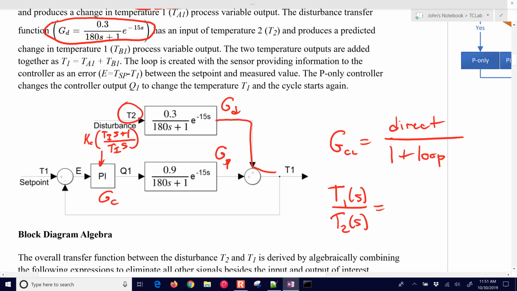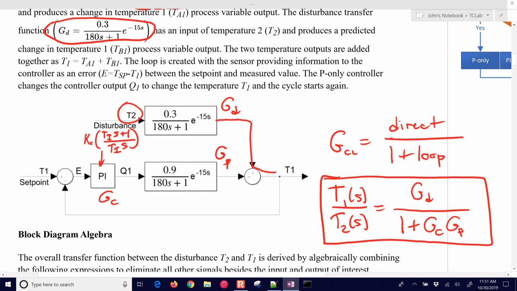So if I want to get that, then I have GD, that is direct between the two, and then divided by 1 plus the loop, which is just going to be GC times GP. Alright, there's my transfer function that relates an input disturbance, maybe that's a step. In this case, if I do 20 divided by s, that equals a step of plus 20, and then I can compute what is the T1 value that results from that.